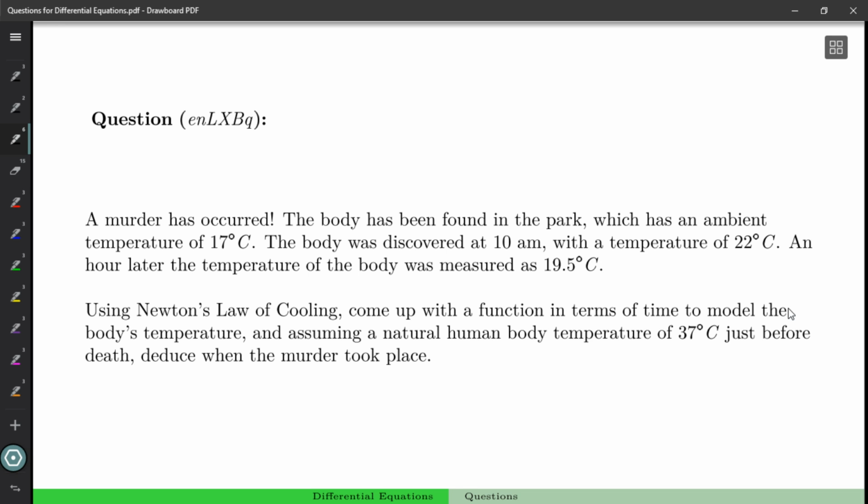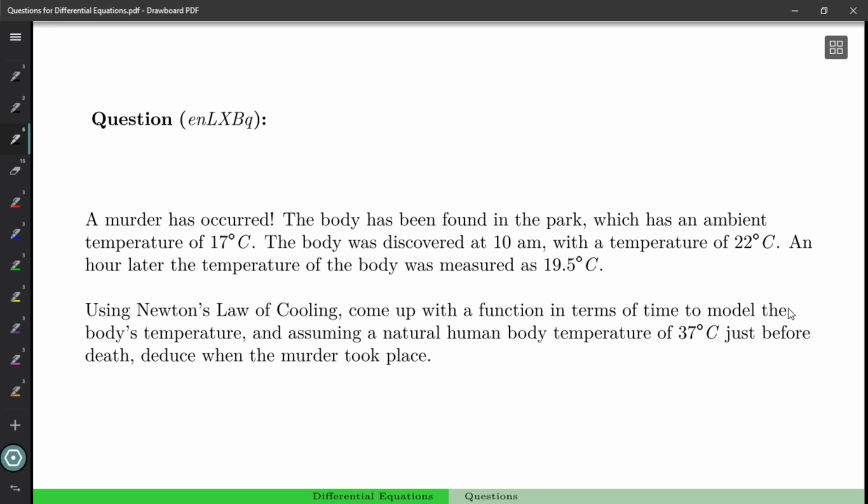A murder has occurred. Oh no. The body has been found in the park, which has an ambient temperature of 17 degrees Celsius. The body was discovered at 10 a.m. with a temperature of 22 degrees Celsius. An hour later, the temperature of the body was measured as 19.5 degrees Celsius.